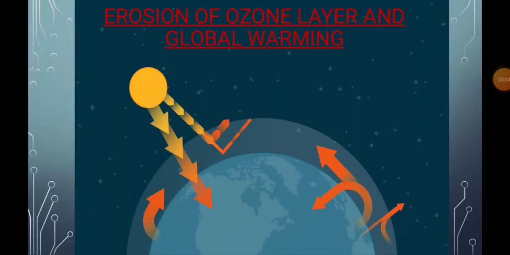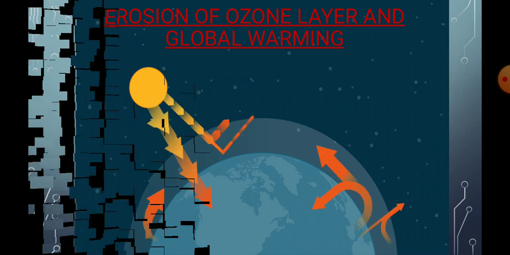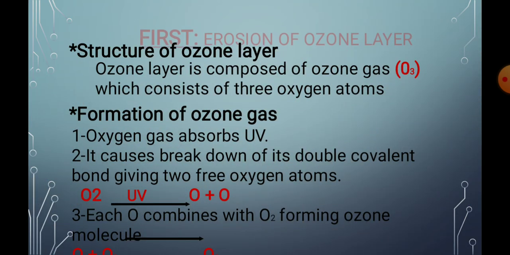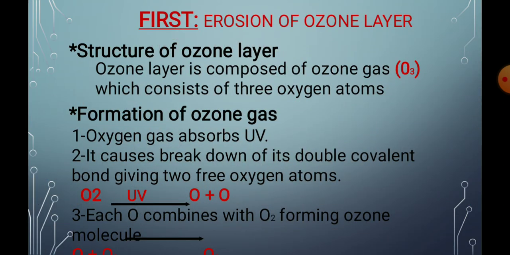This is Ms. Isra Sada from the Science Team at New Generation Language School. Our session for today is about erosion of the ozone layer and global warming, Lesson 2 on Unit 2. So we will start with erosion of the ozone layer.